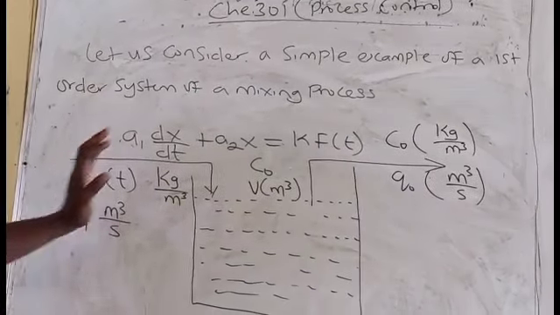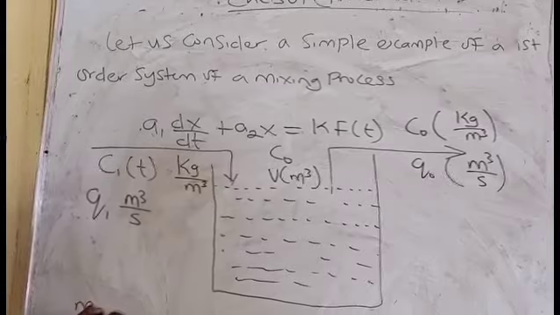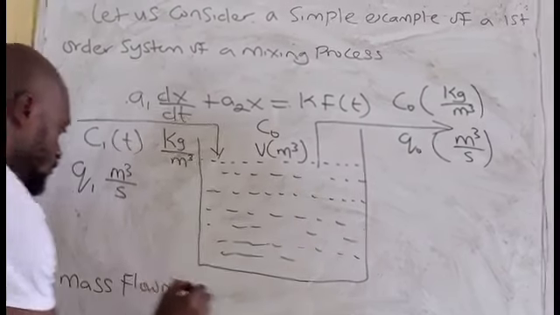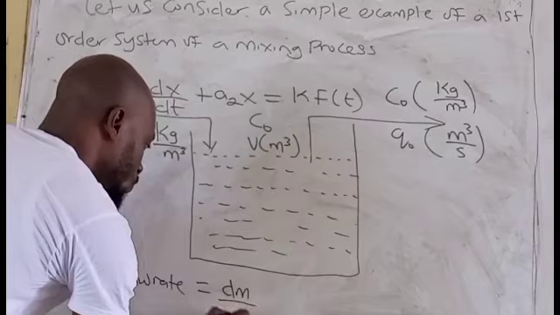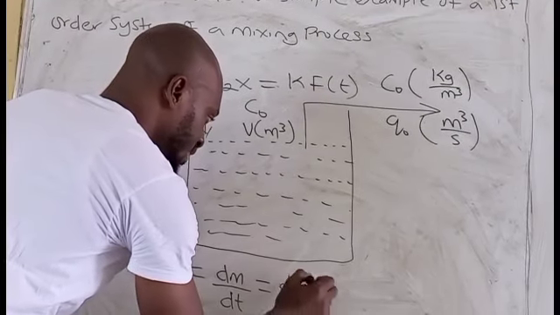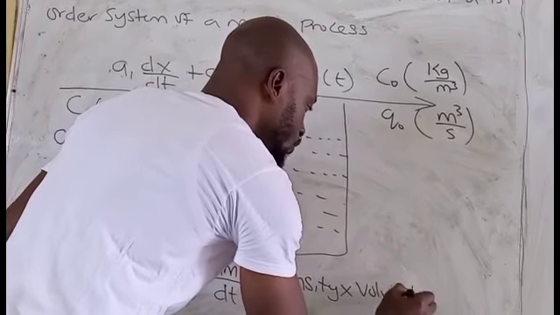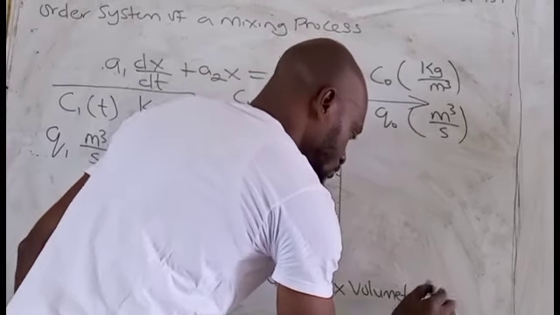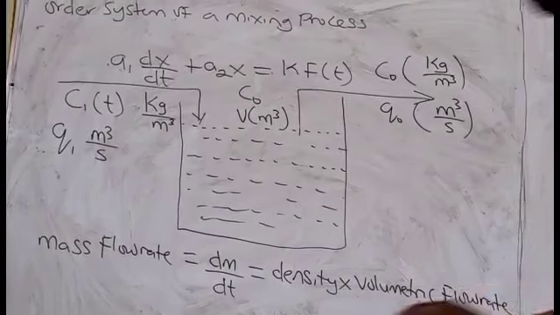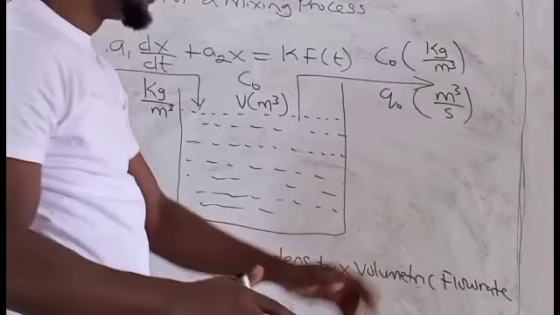So let's say from here we can also calculate the mass flow rate. Now how do we determine mass flow rate? Mass flow rate by definition is equal to change in mass with respect to time, which is equal to density times volumetric flow rate. So by definition, dm over dt is equal to density times volumetric flow rate.